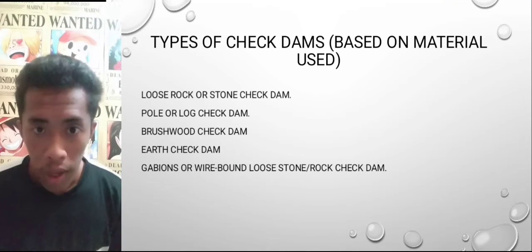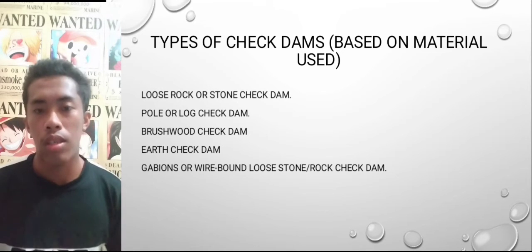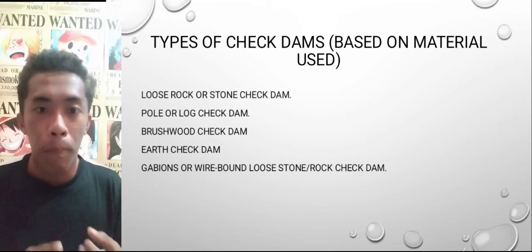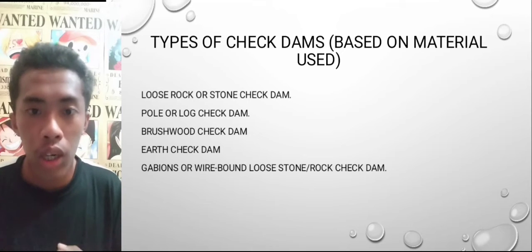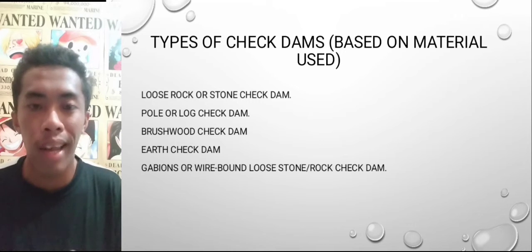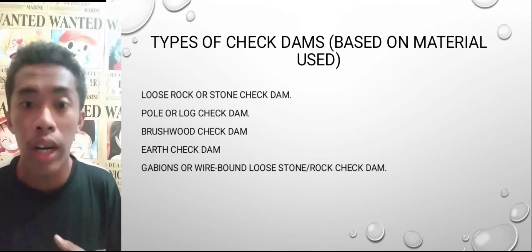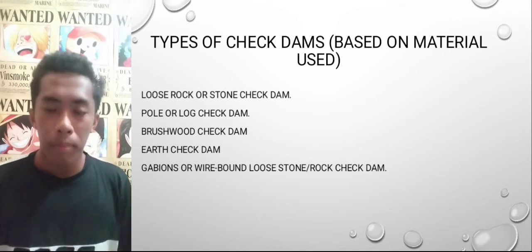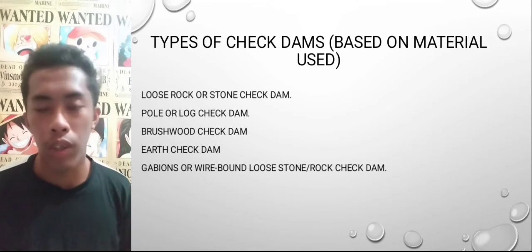We also have 5 types of check dams based on material used. We have loose rock or stone check dam, pole or log check dam. Third is brush check dam. Fourth is earth check dam, and last, gabion or wire-bound loose stone or rock check dams. And Mr. Bandoy will discuss what those types of check dams are.